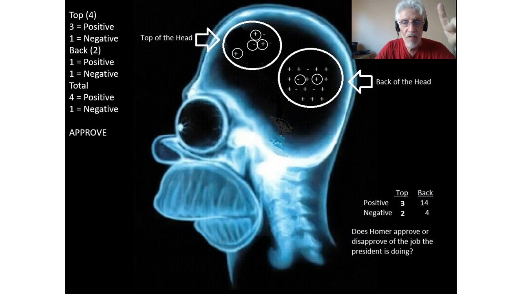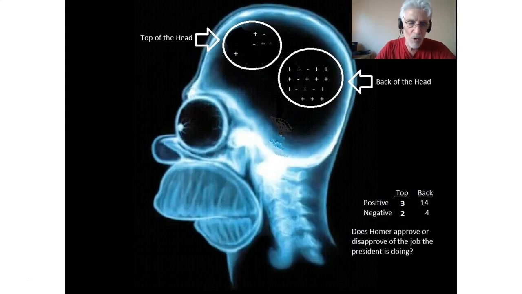Now, here's the important thing about the memory-based model. Let's go back to Homer's original state with his 3 positives at the top of his head and his 2 negatives and so on. So the key here is that the memory-based model is what we call a probabilistic model, meaning it's based on probabilities. And so this is also something that could happen based on the memory-based model.